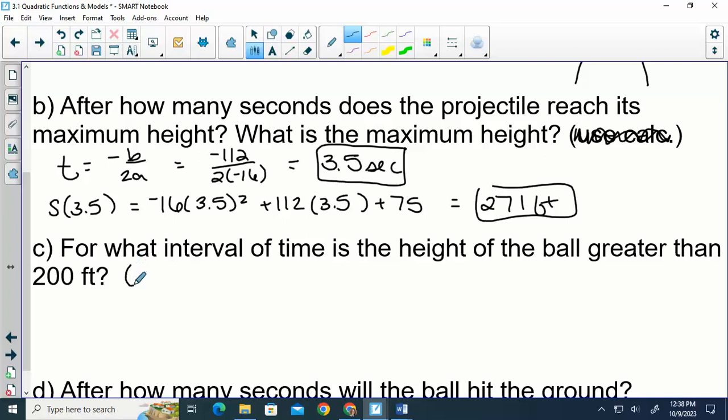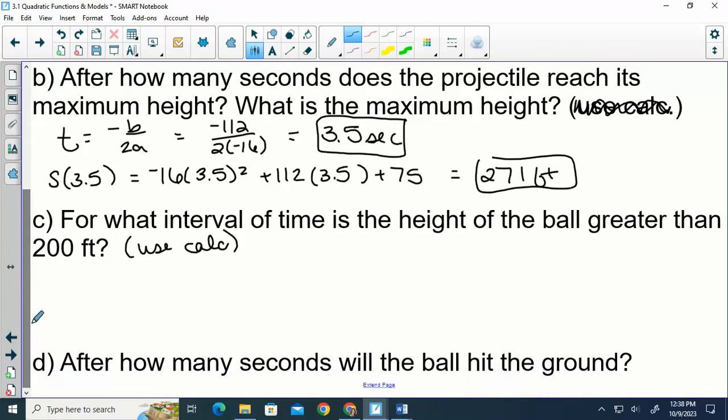Part C, this is the one where I meant to have you use a calculator. Let's put it on the wrong part. For what interval of time is the height of the ball greater than 200? So I want everybody to get a graphing calculator here. This was my equation, and I want to know when that is greater than 200.